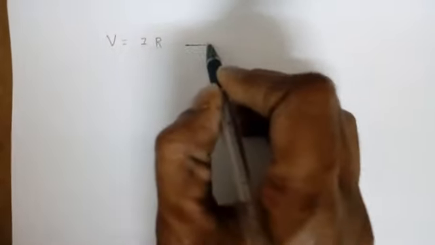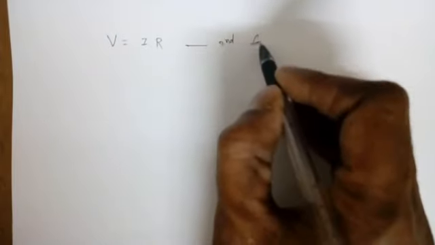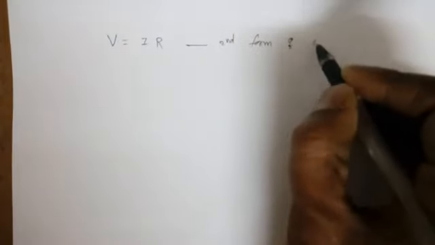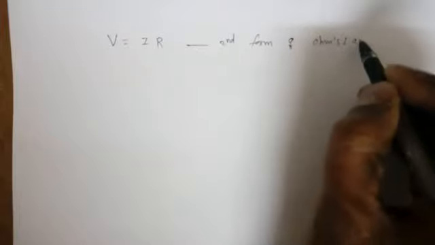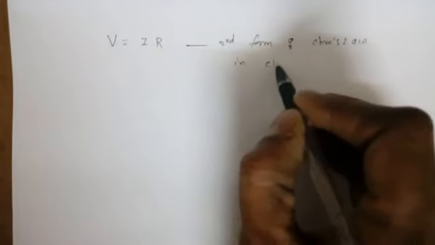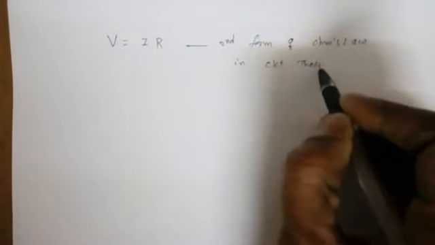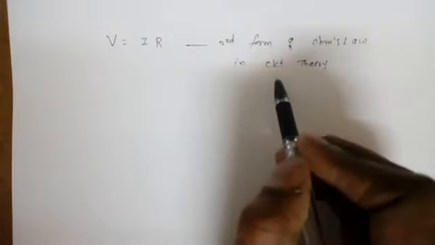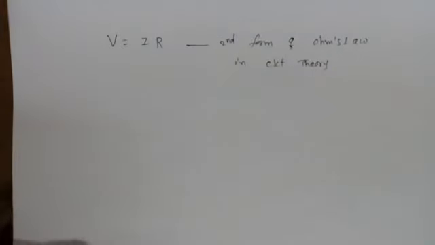Then I will write on the next page. So V is equal to I into R. This is the second form of Ohm's law in circuit theory, right? In circuit theory. I will write the short form for circuit as CKT.